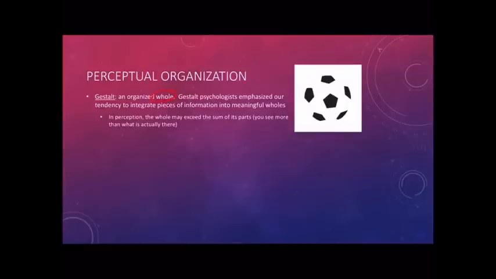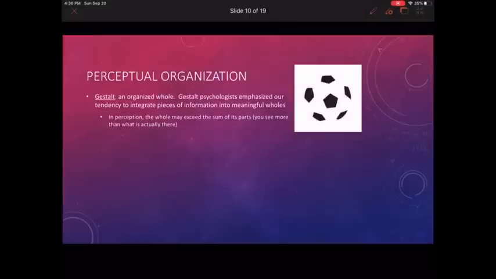Because your brain is filling in these gaps and saying, well, this should be connected here because of the form and the angle of these shapes, your brain actually organizes it into this whole picture of a soccer ball, right? So that's this idea here. In perception, the whole may exceed the sum of its parts, meaning that you see more than what is actually there because your brain has filled in those gaps in order to make a whole thing that you can understand a little better.